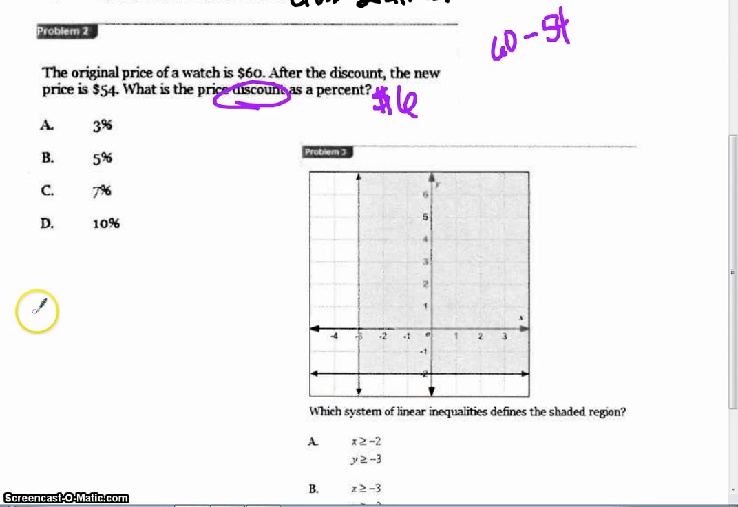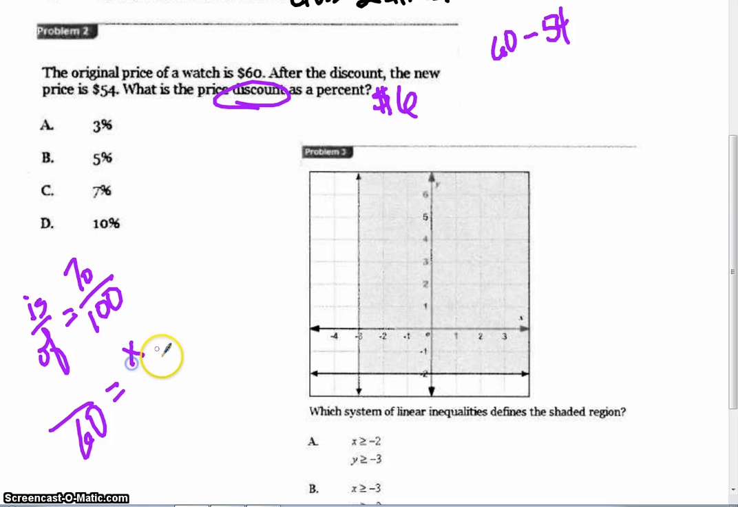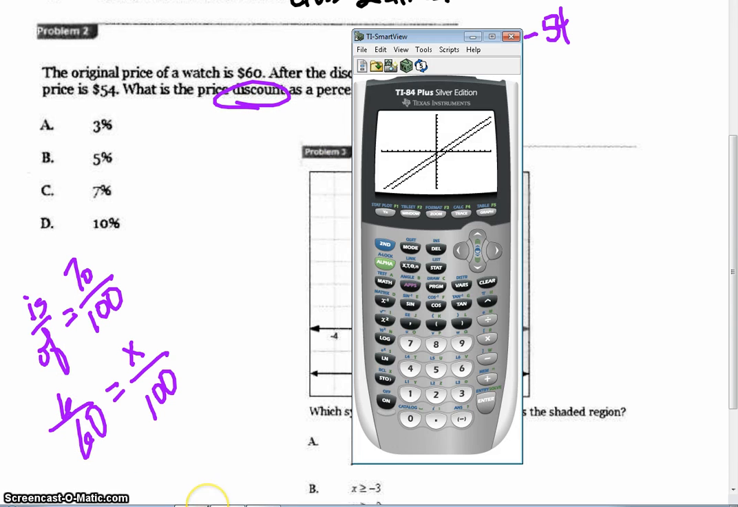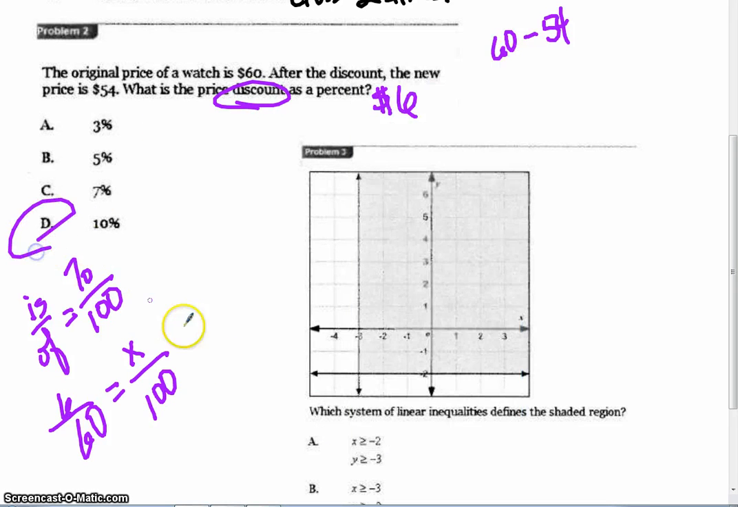Probably the easiest thing to do here is is over of equals percent over 100. Remember that of is always your original. So what was the original price? 60. We don't know the percent, and this is always 100. So is what are we talking about? Well, what did we say our price discount is? It's $6. So then you would just cross multiply and divide. So you would say 6 times 100 divided by 60, and that would be 10%. Answer is D.